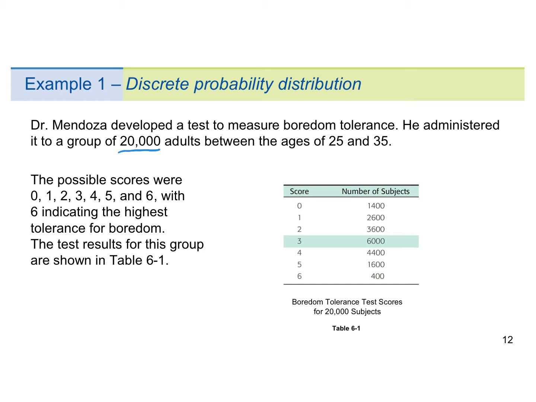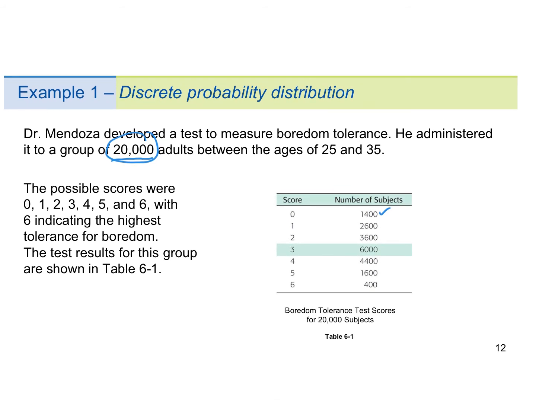So 0, you get bored really, really quick. 6, you're pretty tolerant. You can kind of cope with a lot of things. So this guy right here says there were 1,400 out of the 20,000 that had that 0 tolerance level. There were 2,600 that were 1, 3,600 with, did everyone see how the data was collected?